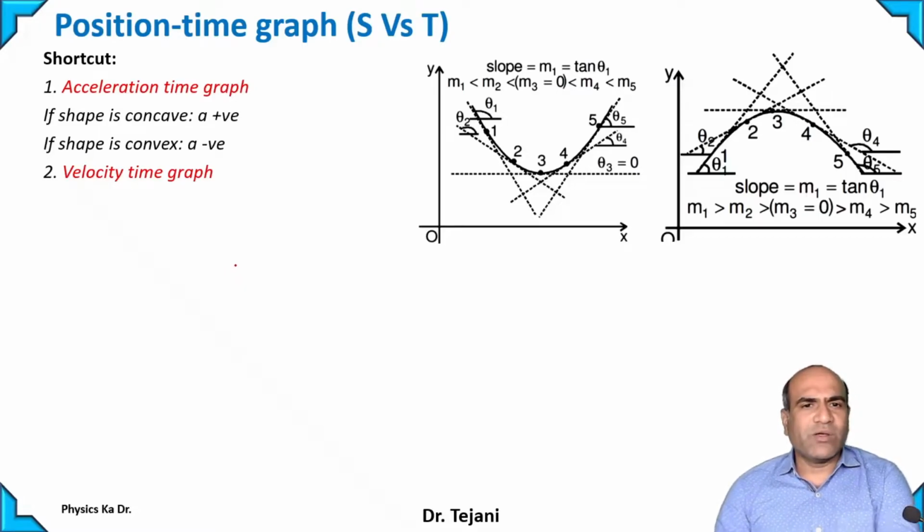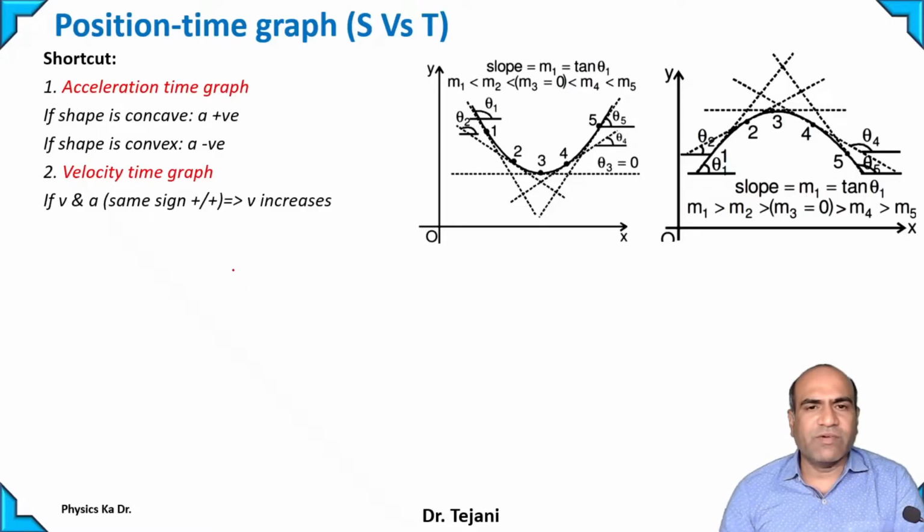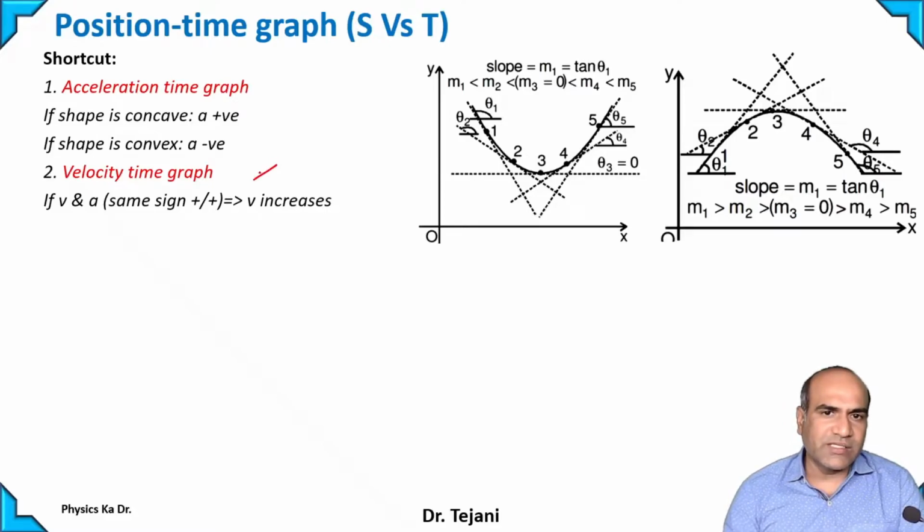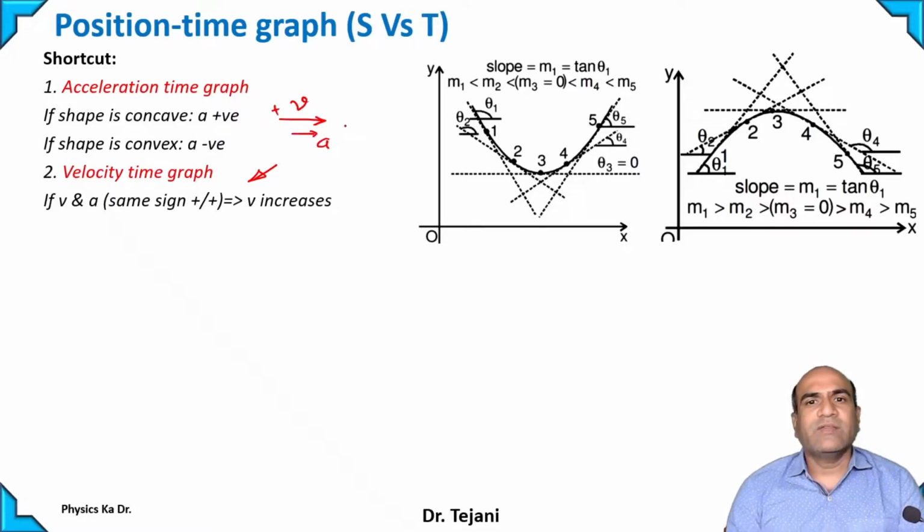Now, in the case of velocity time graph, what we are going to learn here. If velocity and acceleration both have the same sign, that means both are positive or both are negative. If both are positive, that means velocity increases. If velocity is in the positive direction and acceleration is also in the positive direction, both are supporting each other. So there is an increase of velocity.